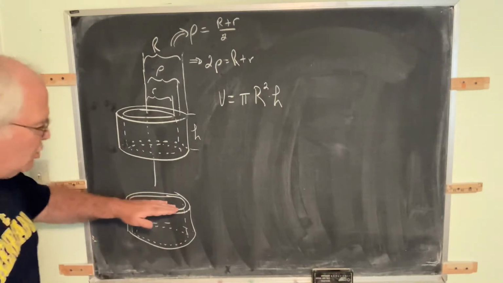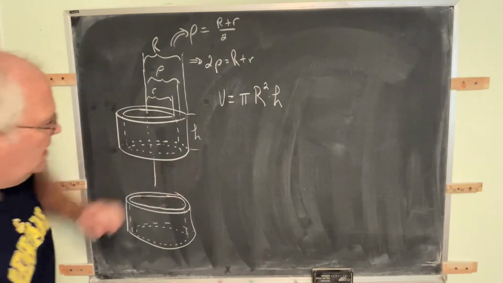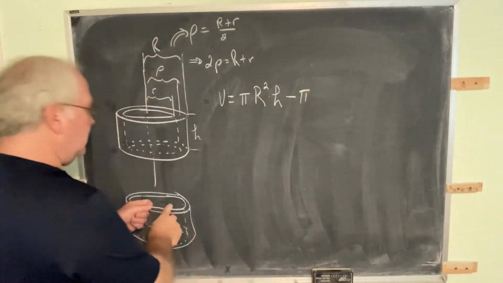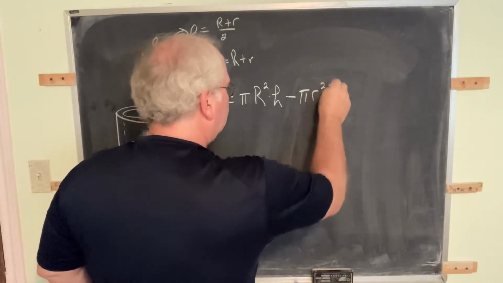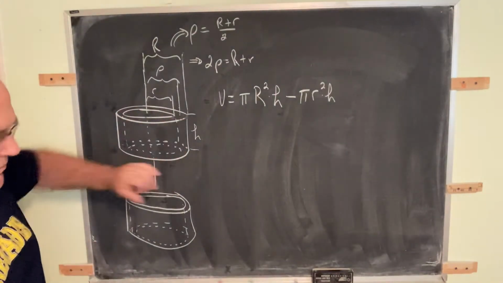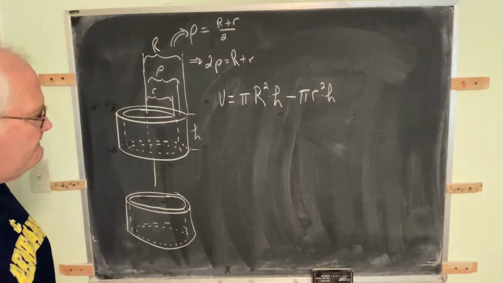So if we subtract from this amount the volume of the hole, well, what is that? That's pi times the inner radius, which is lowercase r, squared, times the height. We subtract that off, and that gives us the volume of this piece of piping. Just the metal, if we think of that as a metal piece of pipe.